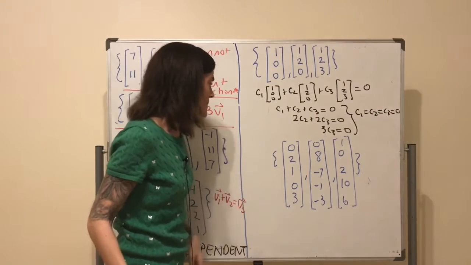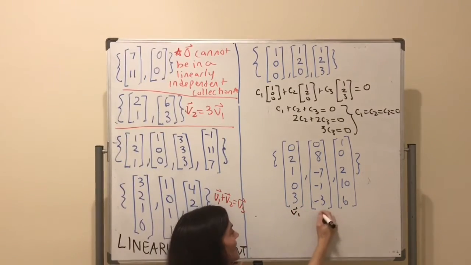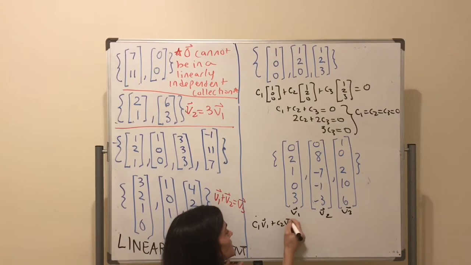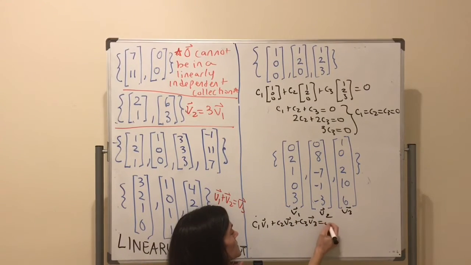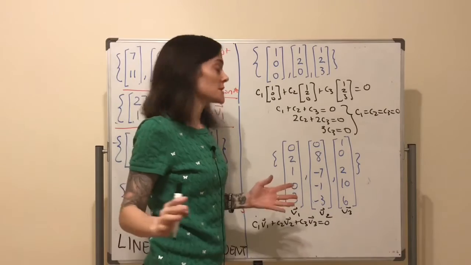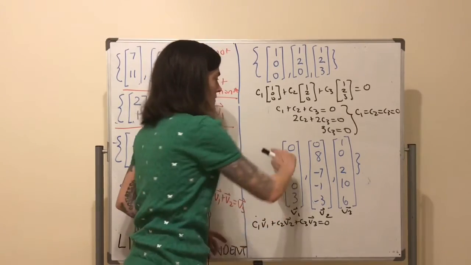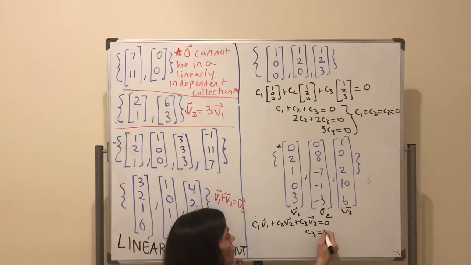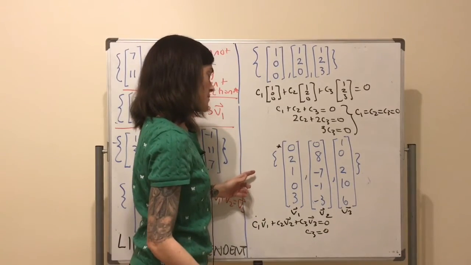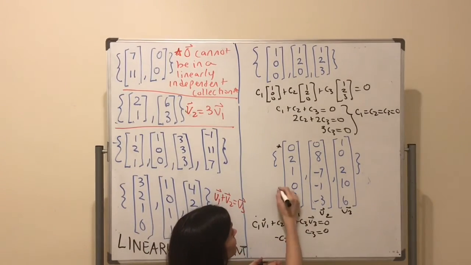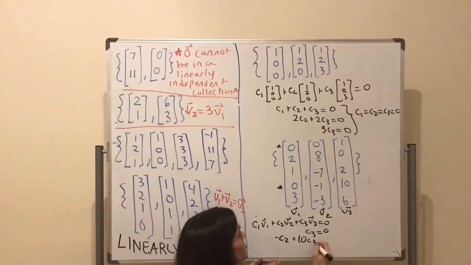Now, this one is similar. The zeros are carefully placed. Let's call this V1, V2, V3. If I had C1 V1 plus C2 V2 plus C3 V3 equals 0, it's going to lead to 5 equations in C1, C2, and C3. But the very first one here says that C3 is 0. And then which one can I use next? Once C3 is 0, let's use this one. It says minus C2 plus 10 C3 is 0. We then also get C2 is 0.